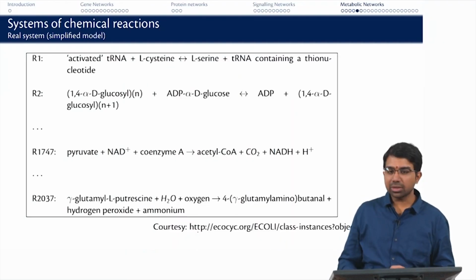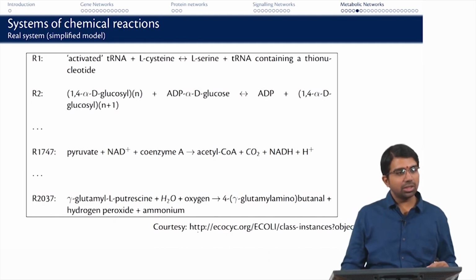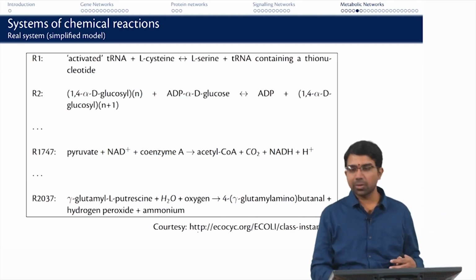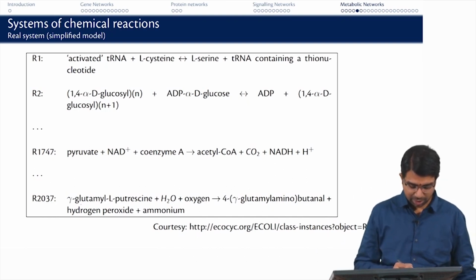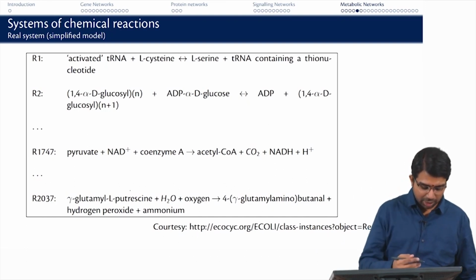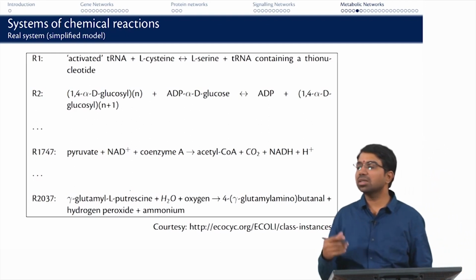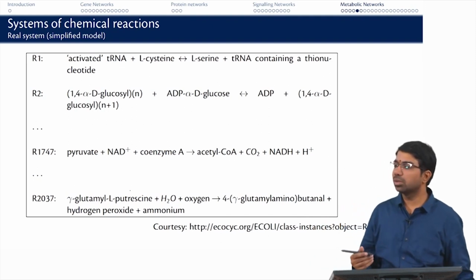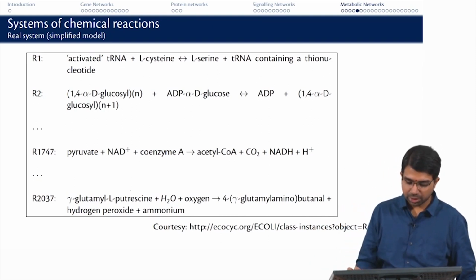If you look at a real system, this might be how a real system looks to a modeler. It is essentially a long alphabetized list of chemical reactions. So, it starts with some activated tRNA all the way up till gamma glutamyl putrescine and so on. So, it is essentially a long linear list of all possible reactions, but there is also other information that we may want to include in a metabolic network, so that we can simulate it. So, what information needs to go into a metabolic network?